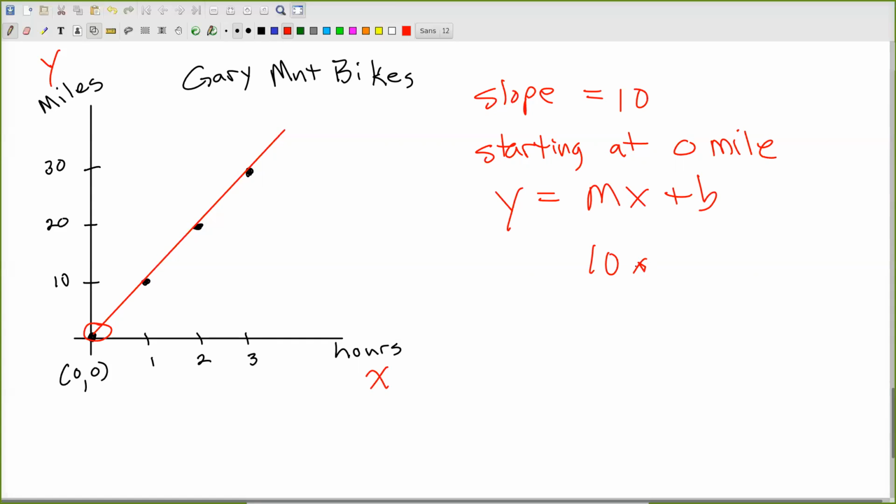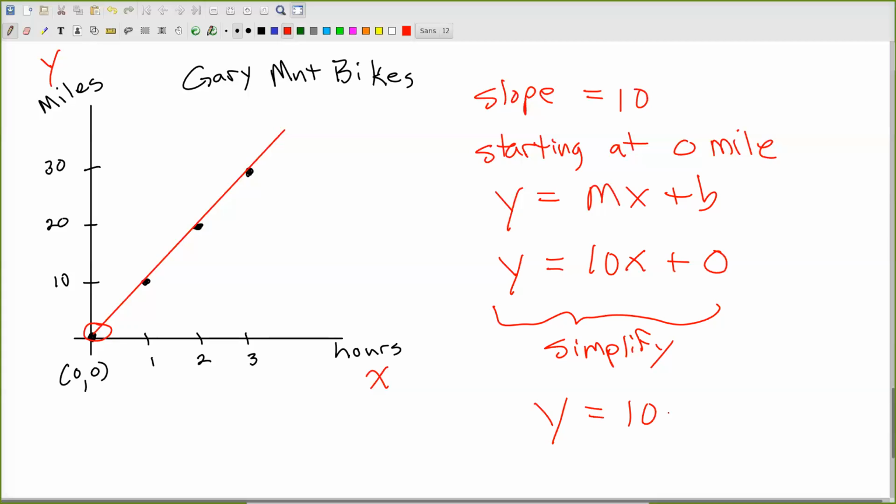Oh, what happened to my x there? Try that again. Oh, I know what's happening. There we go. Plus 0. At first glance, that's my equation, but what happens when you add 0? Well, nothing happens. So I could simplify this. Sometimes these simplify, sometimes they don't. Simplify and say it's just y equals 10x. So this right here is the equation for the graph that I drew here, just based on, hey, I bike on average about 10 miles per hour.